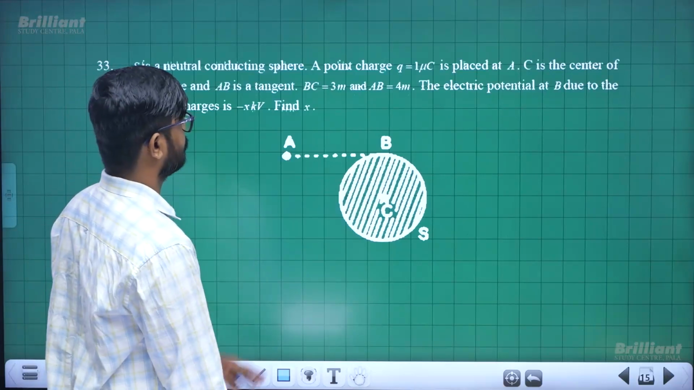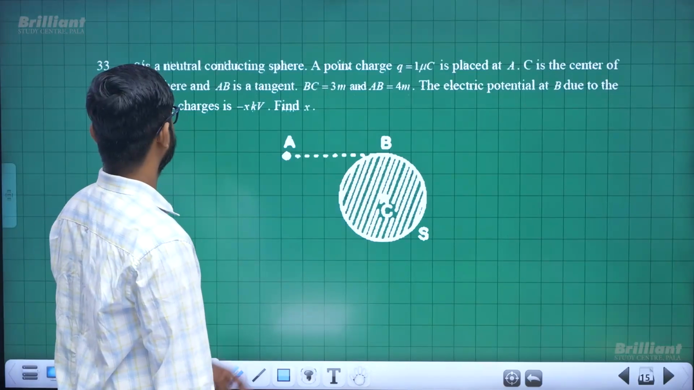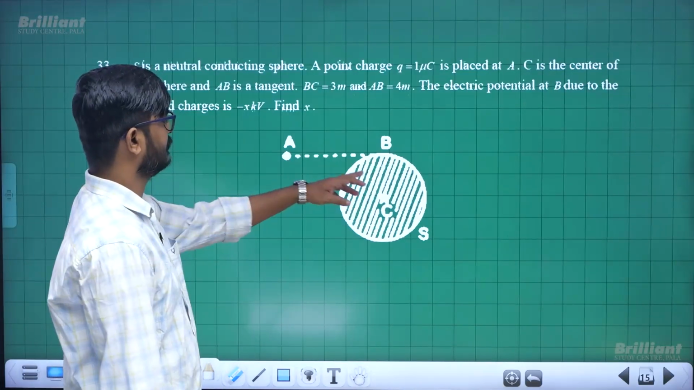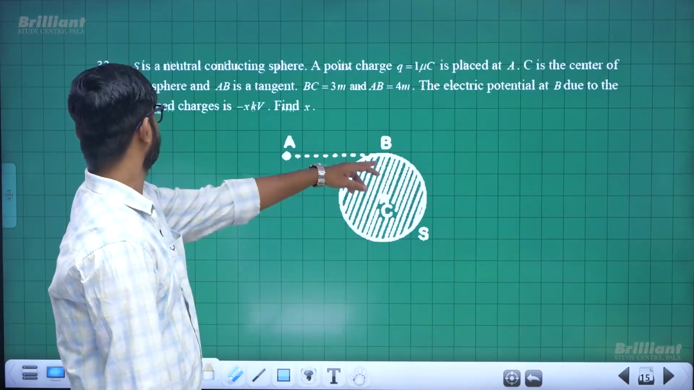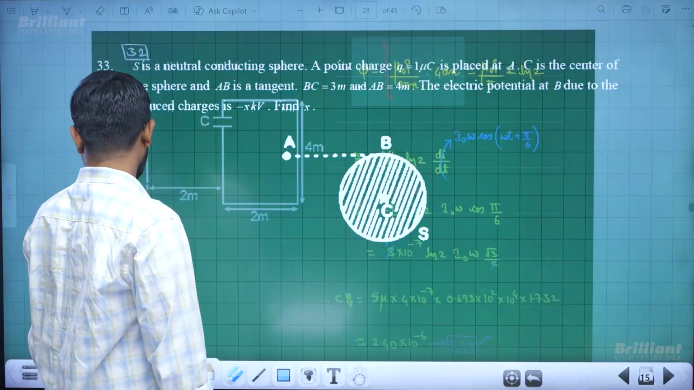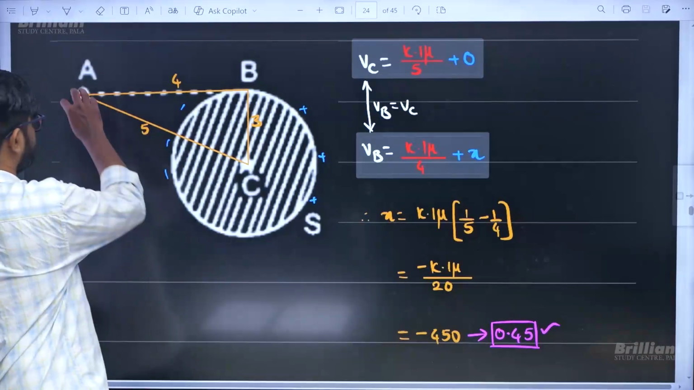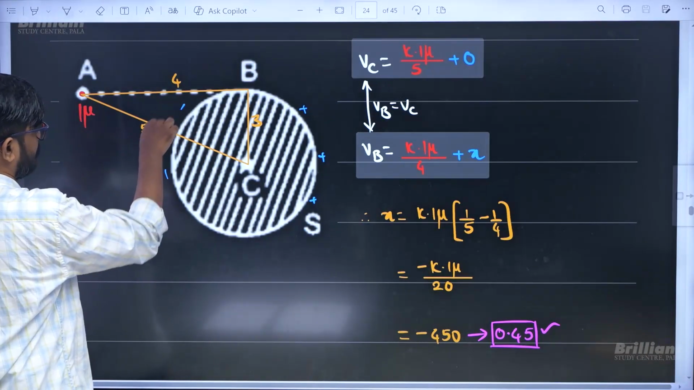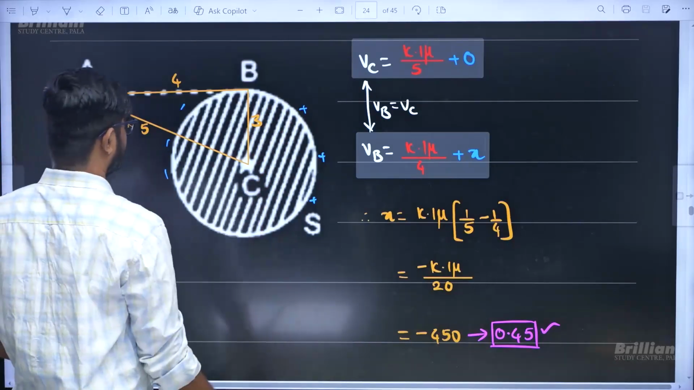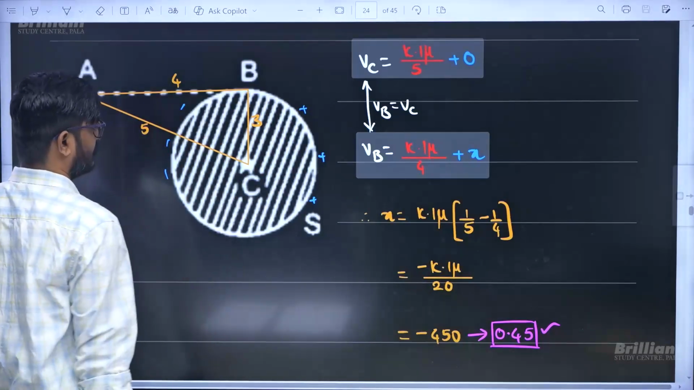S is a neutral conducting sphere. A point charge of 1 micro is placed at A, and C is the center of the sphere. AB is the tangent, BC is 3 and AB is 4. Find the electric potential at B due to the induced charges. There is this charge, and this distance is 4, 3 and 5. Because this is a positive charge, there will be some negative induced charge and positive induced charge, but we know the overall charge is going to be 0.